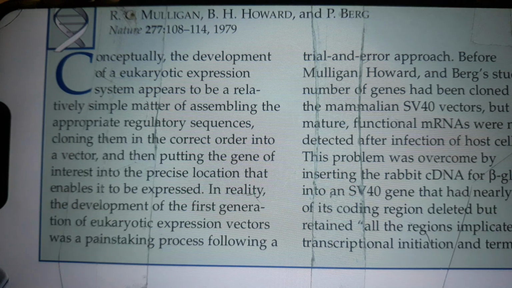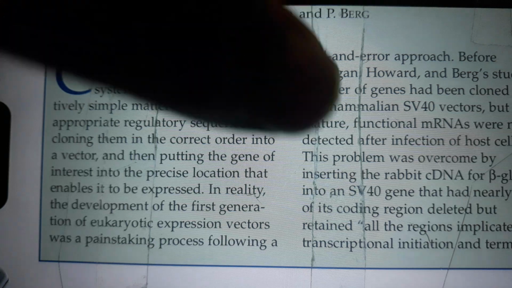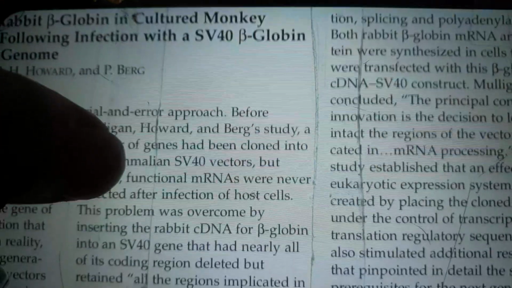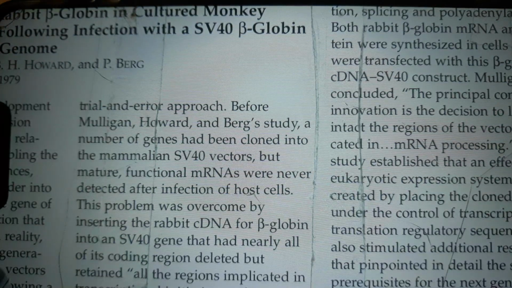This problem was overcome by inserting the rabbit cDNA for beta-globin into an SV40 gene that had nearly all of its coding region deleted but retained all the region implicated in transcriptional initiation and termination, splicing, and polyadenylation. Both rabbit beta-globin mRNA and protein were synthesized in cells that were transfected with this beta-globin cDNA SV40 construct.